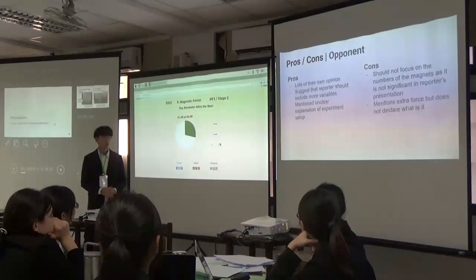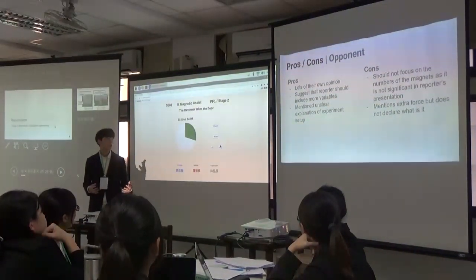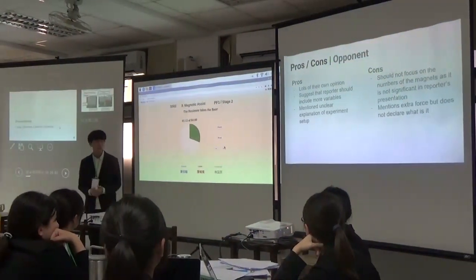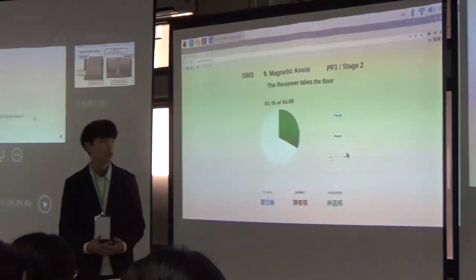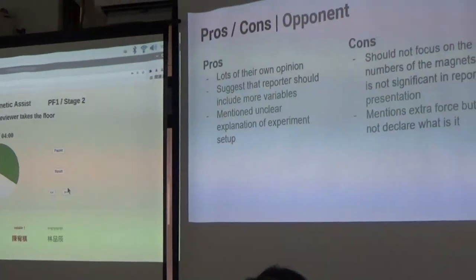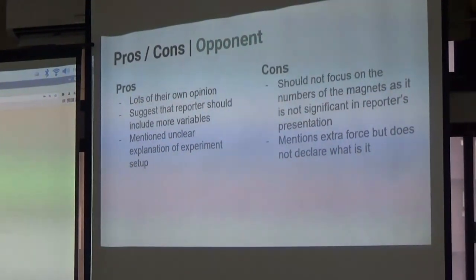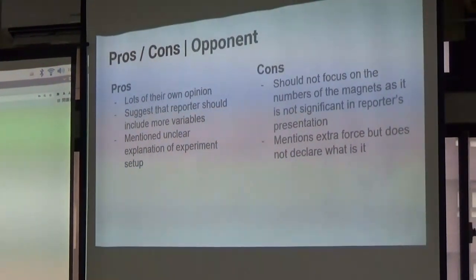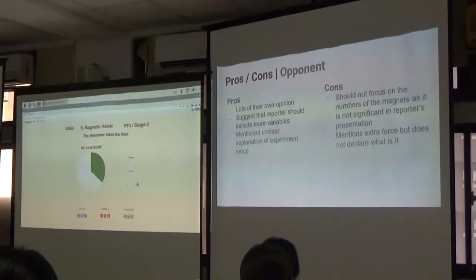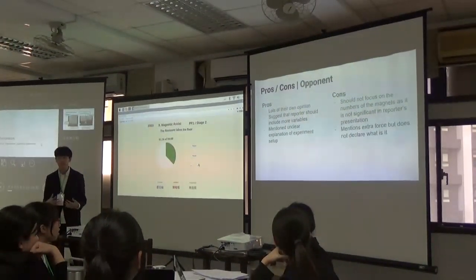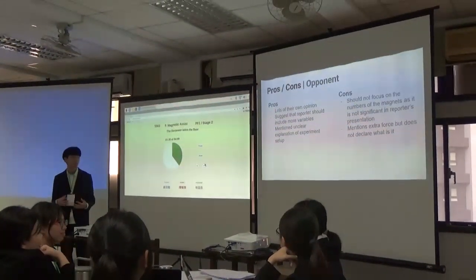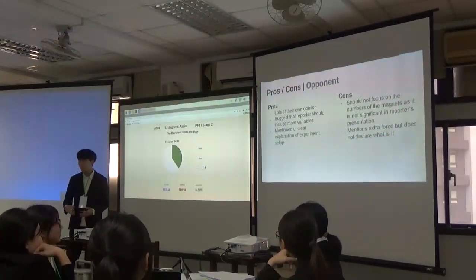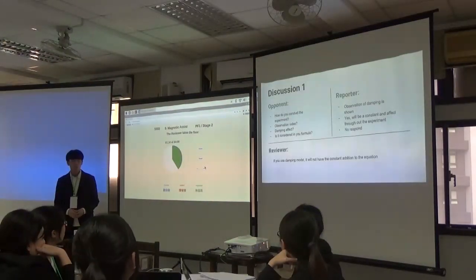And here are the pros and cons for the opponent. I think they give a lot of their own opinion about how to improve the whole experiment, and also suggest that reporters should include more variables, which we also agree with. And for the cons, I think they should not focus on the number of the magnets, as it's not significant in the reporter's presentation. Next. So the discussion 1.